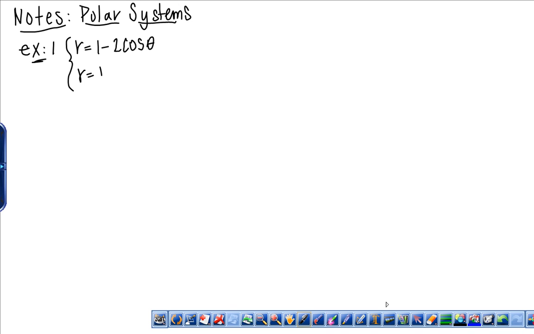Okay, this is notes on polar coordinates or polar systems. And if you don't have out your calculator, go ahead and get it out. I'm going to show you how to graph these. So that's what I'm going to do first. So here is your first equation that we're going to go ahead and graph. So let's go to our calculator and graph that first.